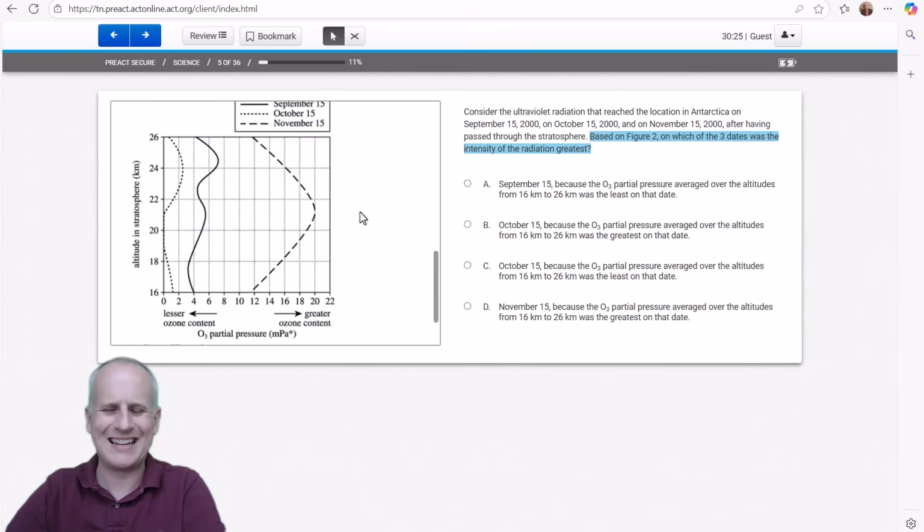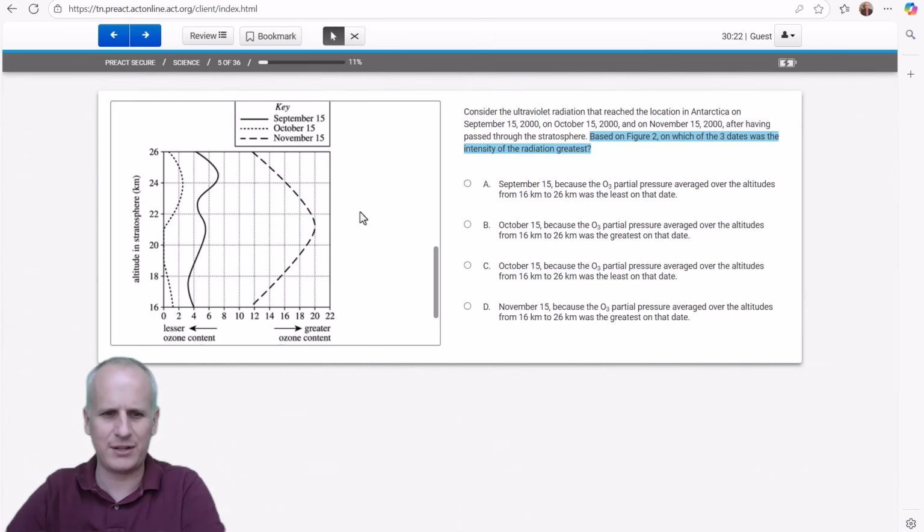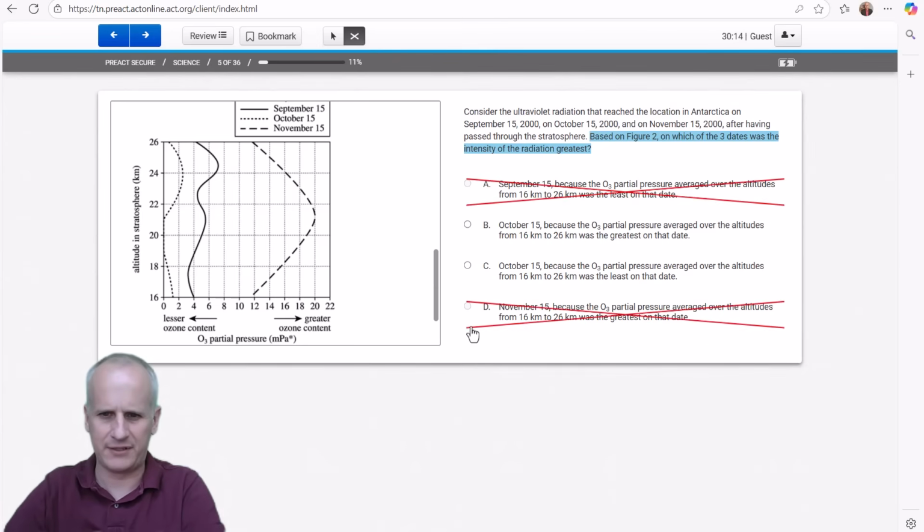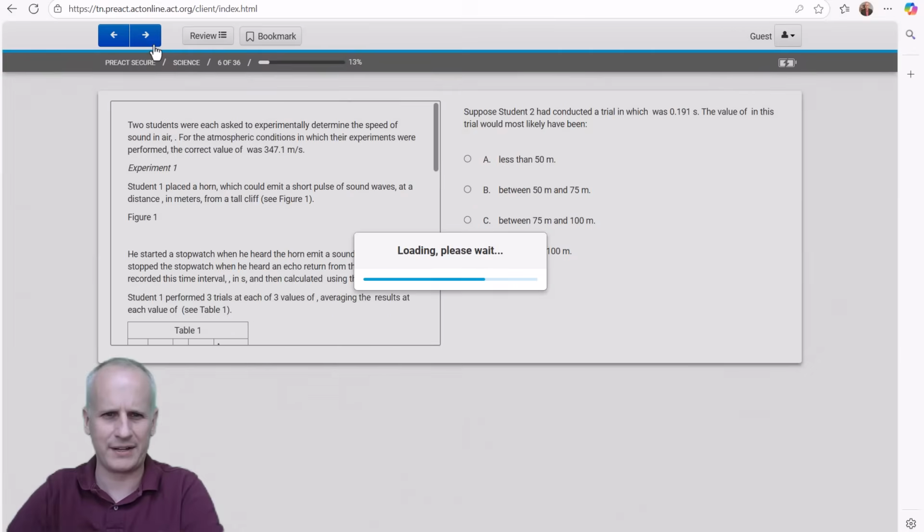So intensity of the radiation, well, that's going to be when we have the hole. So we are not going to have the intensity of the radiation be greatest on any date except for October 15th. And the O3 partial pressure, now we just got to compare to figure 2. We know that it was least on that date. So our correct answer is C, and we'll move on to the next problem.